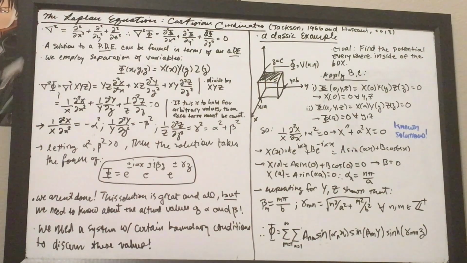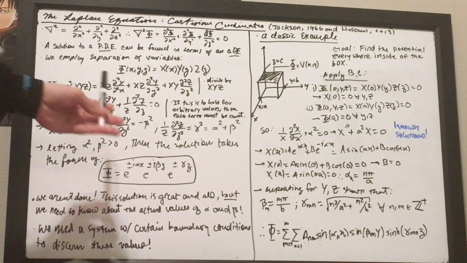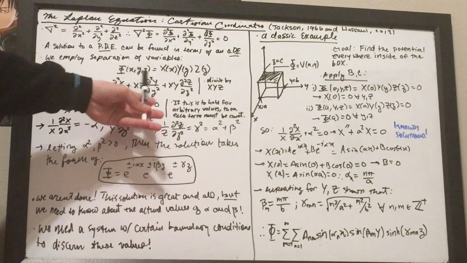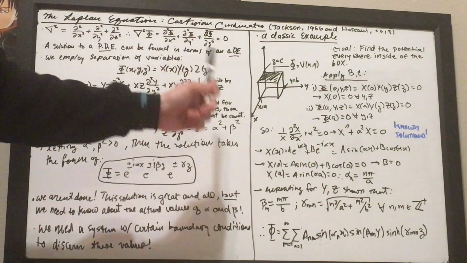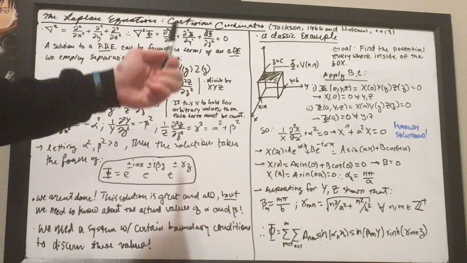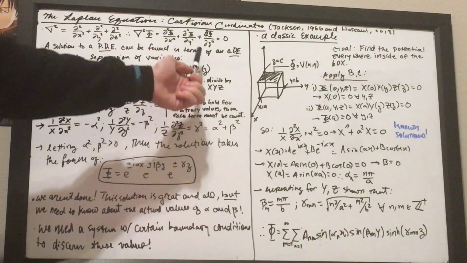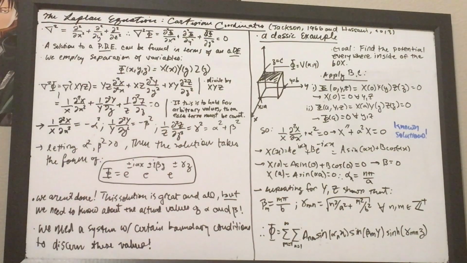But anyway, I think it was Boas that wrote in her book pertaining to Laplace's equation that a solution to a partial differential equation can be found in terms of an ordinary differential equation, and in order to do so, we just simply employ separation of variables. And in Cartesian coordinates, we just break up our one big function phi of x, y, and z into three separate functions of x, of y, and of z, right? So we have X of little x, Y of little y, Z of little z, instead of just phi of x, y, and z.